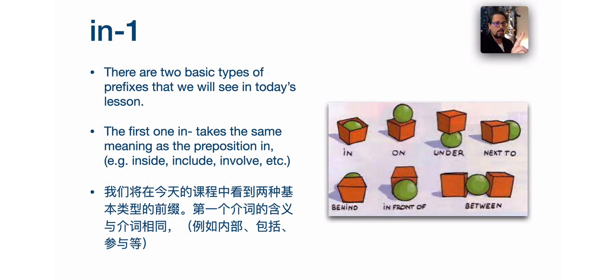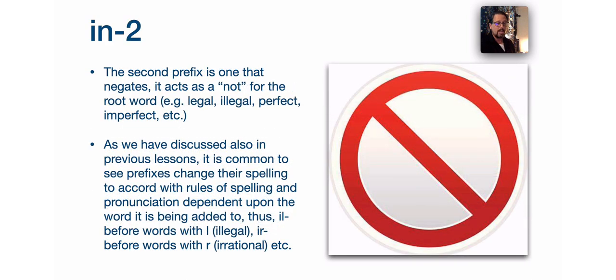So there are two basic types of prefixes that we'll be looking at today. The first one, in, takes the same meaning as the preposition in, as in inside, include, and involve. In means to be surrounded by or enclosed, in an object. This in prefix is a Latin prefix, and it has the same meaning as the preposition that we use nowadays. The second prefix is one that negates. It acts as a not for the root word.